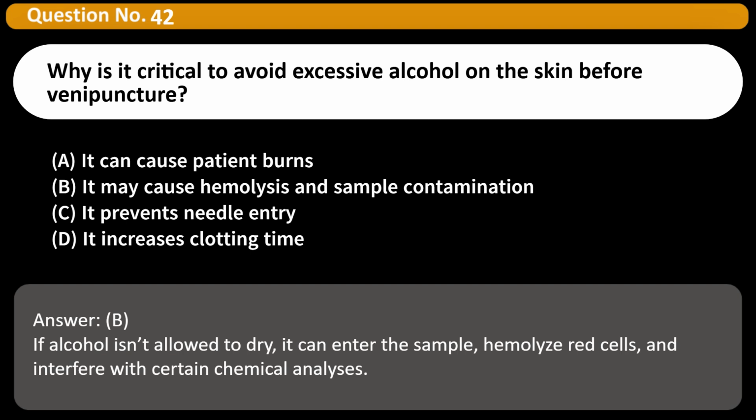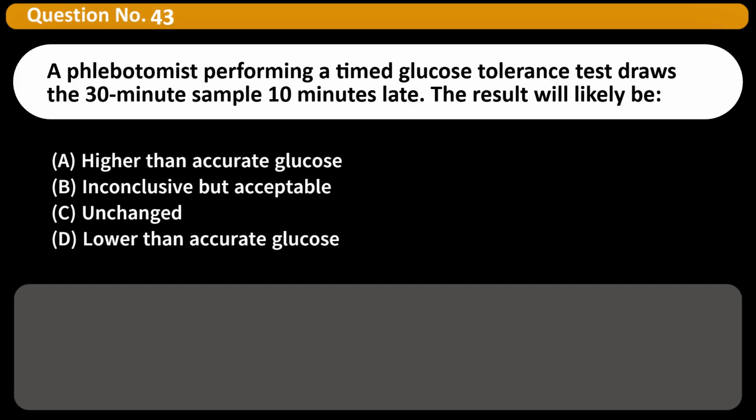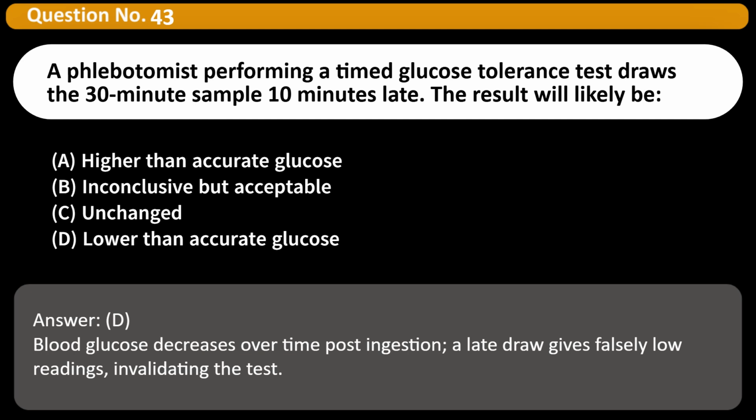chemical analyses. A phlebotomist performing a timed glucose tolerance test draws the 30-minute sample 10 minutes late. The result will likely be A. Higher than accurate glucose. B. Inconclusive but acceptable. C. Unchanged. D. Lower than accurate glucose. Answer D. Blood glucose decreases over time post-ingestion. A late draw gives falsely low readings, invalidating the test.